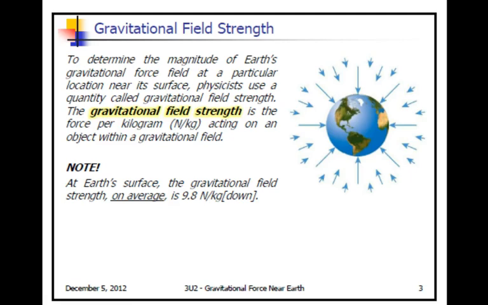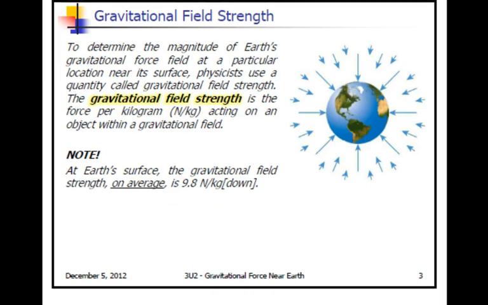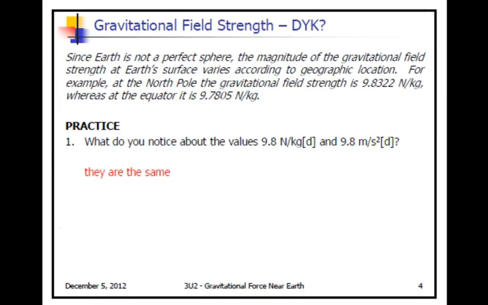And curiously enough, gravitational field strength, even though it's measured in newtons per kilogram, is equal to the acceleration due to gravity, because newtons per kilogram is equivalent to meters per second squared. Since the Earth is not a perfect sphere, the magnitude of the gravitational field strength at Earth's surface varies according to geographic location. At the North Pole, it's about 9.8322 newtons per kilogram. At the equator, it's about 9.7805 newtons per kilogram.